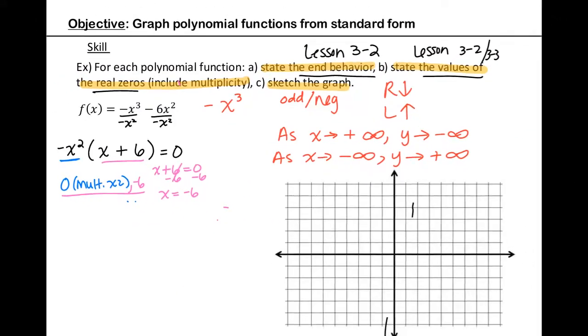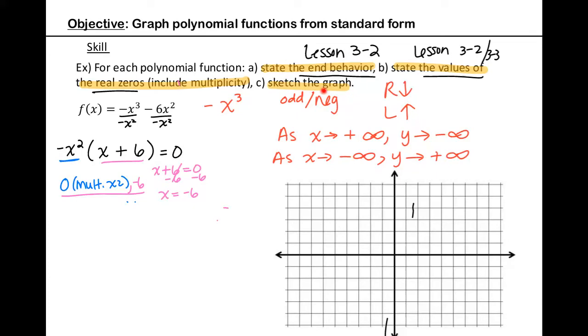Alright, so I did part A and I did part B. Now for part C, I need to sketch the graph. So this goes back to lesson 3.1 and lesson 3.2. We're going to look at my steps over here. Step 1, remember, is to draw the scale. So on my x-axis, I'm going to go by 3. So 1, 2, 3, 4, 5, 6, and then go out to the negatives. Okay, so that's step 1 for graphing, to draw your scale.